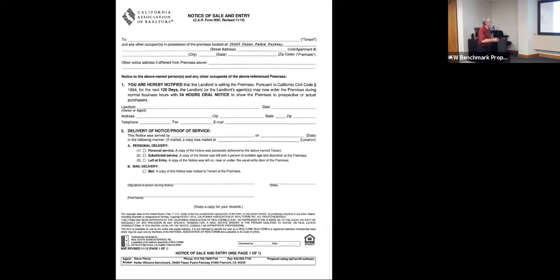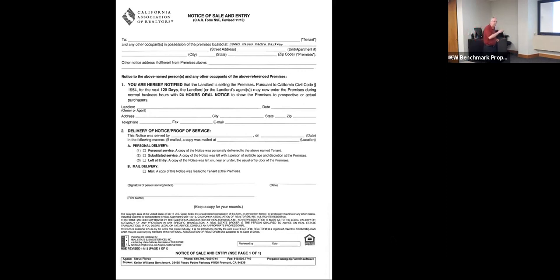Notice of sale and entry. This is a very important document when you're listing a tenant occupied property. This is a notice that the law allows. You serve a notice on the tenant and it says for the next 120 days, tenant, agent can enter the premises during normal business hours with 24 hours oral notice to show the property to prospective or actual purchasers. That's the law. And you serve that notice on a tenant.